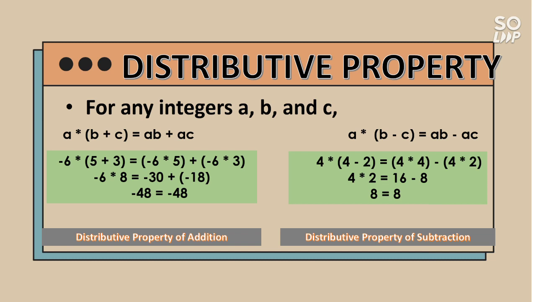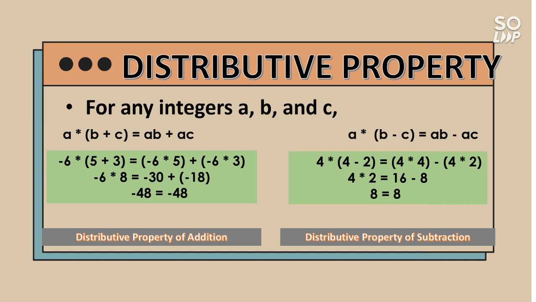Now, we move on under subtraction. So, here, we have 4 times the quantity of 4 minus 2. Okay, so 4 times 4, and then 4 times 2. Take note the operation used was subtraction. So, 4 times 4 is equal to 16, minus 4 times 2 is equal to 8. So, 16 minus 8 is equal to 8.